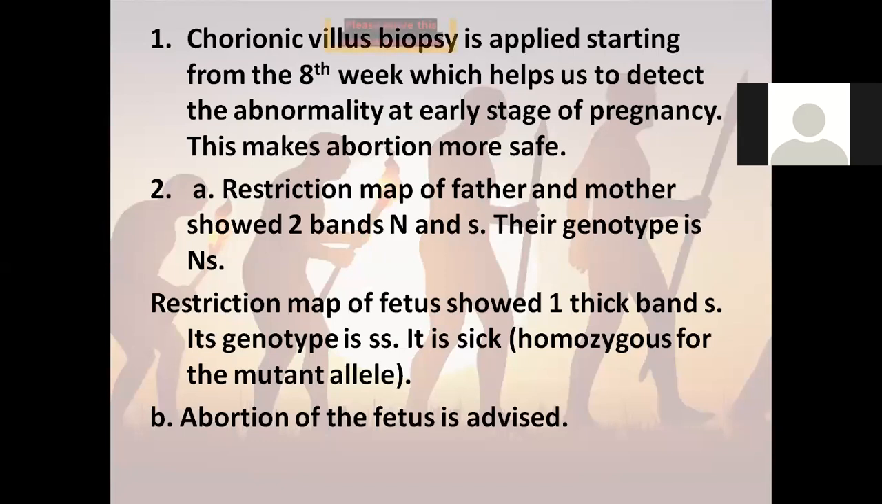So restriction map of the father and mother, they showed 2 bands, N and S. So their genotype should be NS. While the restriction map of the fetus shows 1 thick band. Here, if you said 1 band, it's wrong. You have to mention this word, thick. 1 thick band S. So their genotype is going to be SS. So it's sick. You can say it's affected if you want. It's affected since it's homozygous for the mutant allele.